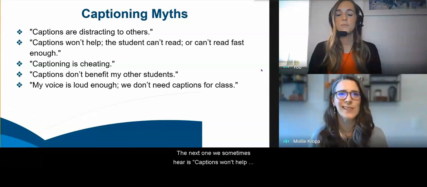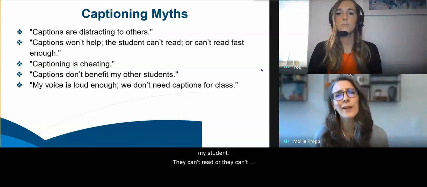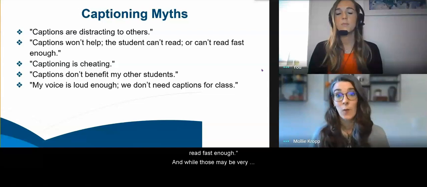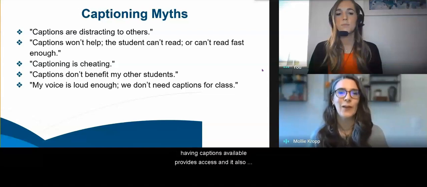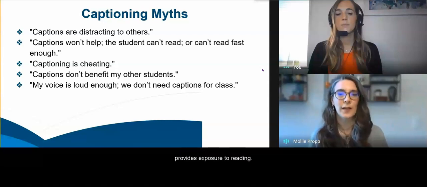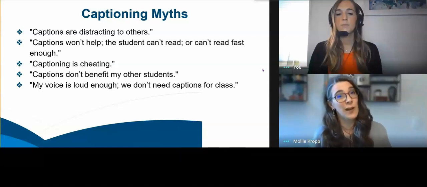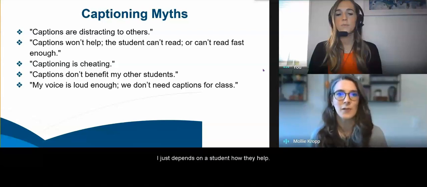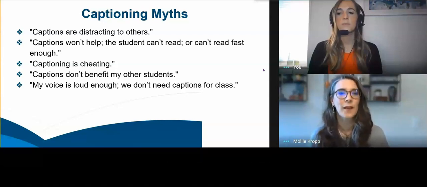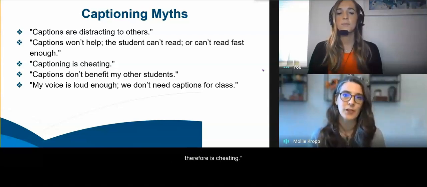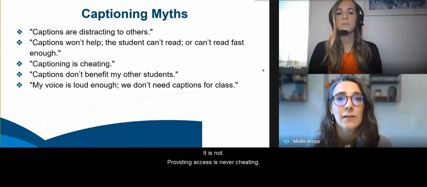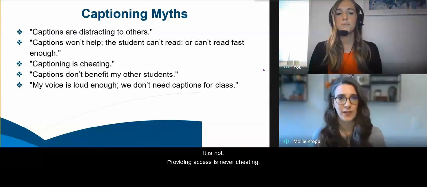The next one we sometimes hear is captions won't help my student. They can't read, or they can't read fast enough. And while those may be very valid concerns, and we'll talk a little bit more about that later, having captions available provides access, and it also provides exposure to reading. So they do help. It just depends on the student how they help. Another one we hear is captioning is cheating because you have access to the words, therefore it's cheating. It is not. Providing access is never cheating.